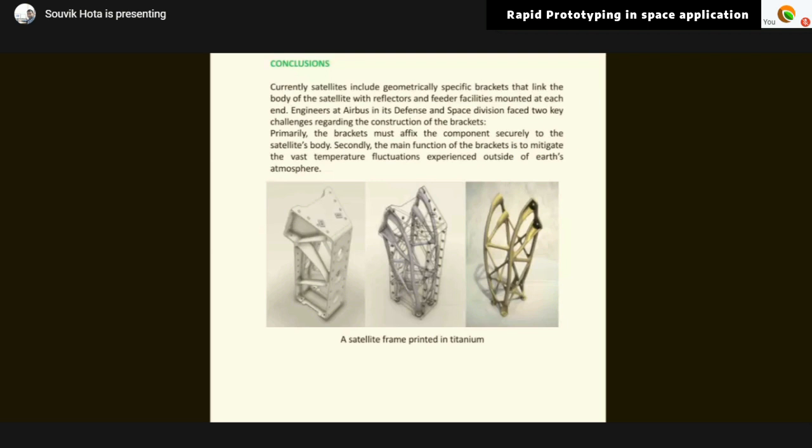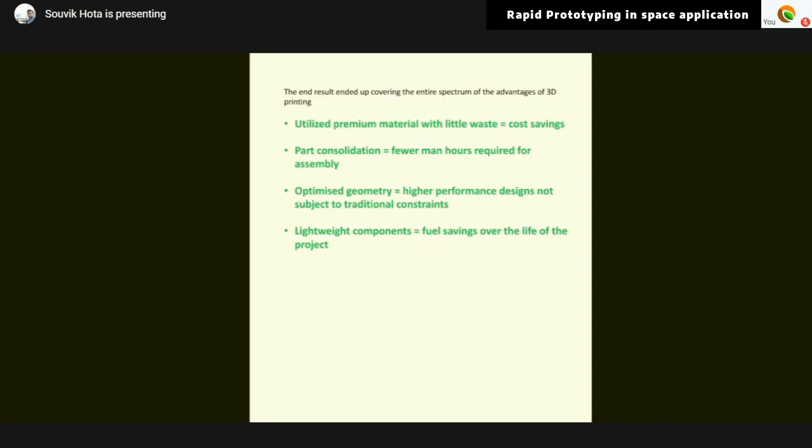rapid prototyping technology. So if we conclude with this result, they are getting this result by utilizing the premium material with little waste. As I have discussed, the buy to fly ratio of this additive manufacturing product, the rapid prototype product, is very much less. And also the part consolidation, that means fewer man hours required for assembly. We need less time to assemble. That is another advantage.